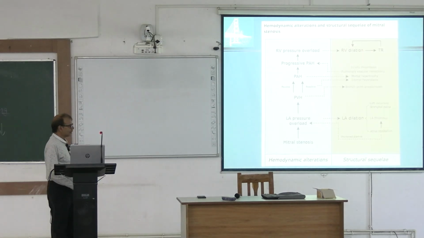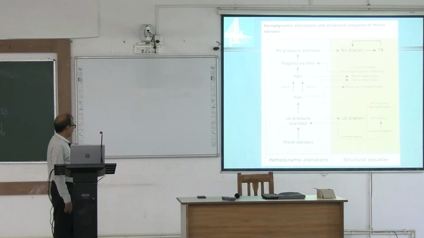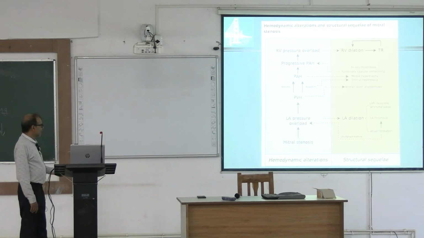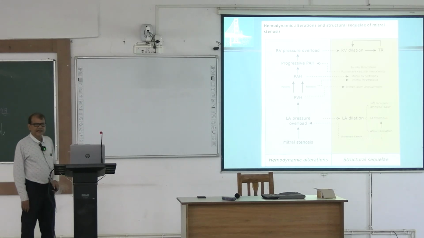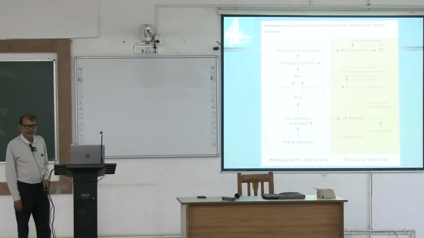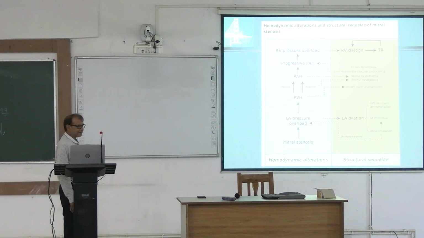Now, this is the classical graphic representation. Hemodynamic alterations: mitral stenosis, LA pressure overload, pulmonary venous hypertension, pulmonary arterial hypertension, progressive pulmonary arterial hypertension, right ventricular pressure overload, right ventricular dilatation or enlargement, development of the tricuspid regurgitation. And on the other hand, from the pulmonary arterial hypertension, there is development of the pulmonary regurgitation.